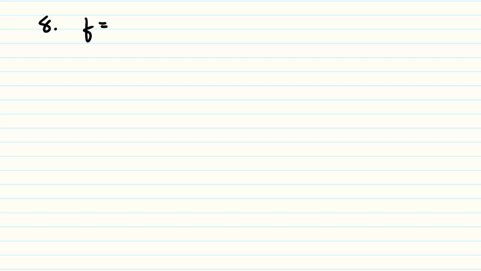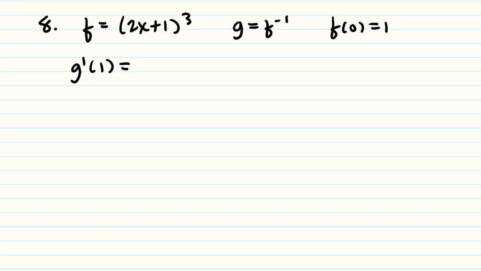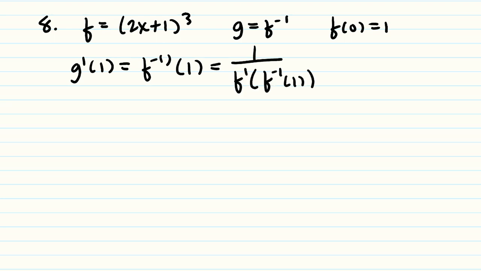They're saying that f equals (2x plus 1) cubed. g is the inverse function of f. f of 0 equals 1. I want g prime of 1. So again, that's equal to f inverse prime of 1, which is 1 over f prime of f inverse of 1. When we see f inverse of 1, what that really means is, where does f of x equal 1? f of x equals 1 and x equals 0, right there. So this is equal to 1 over f prime of 0.